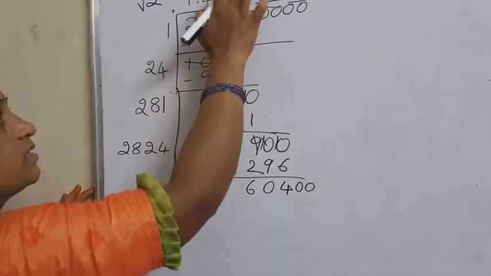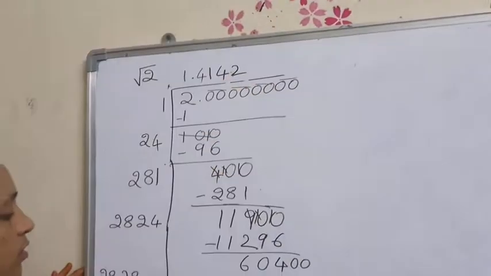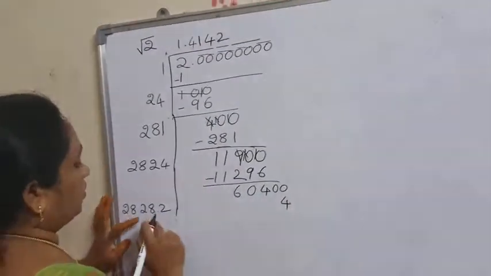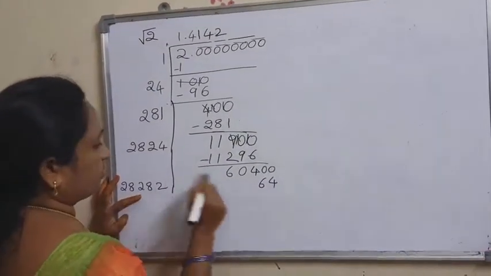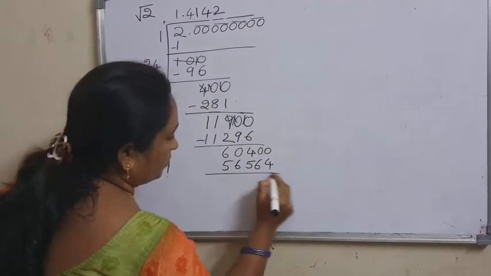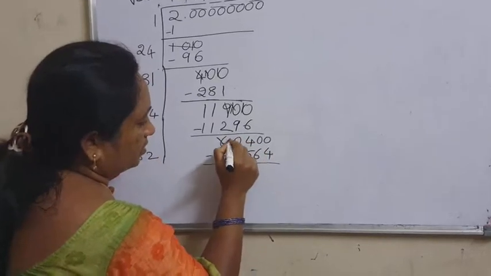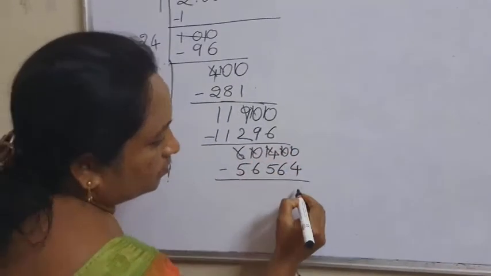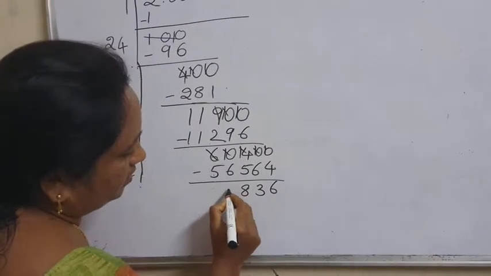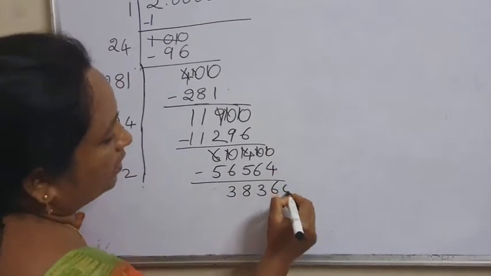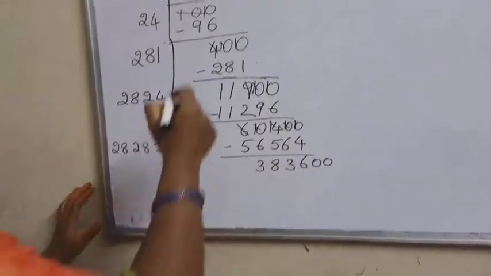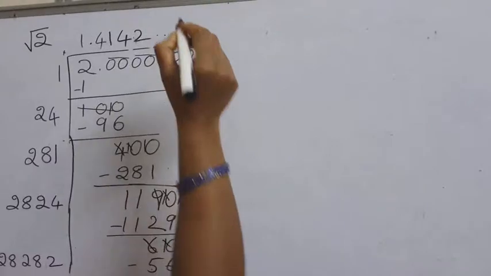So go for the next digit 2. If you take 2, what will you get? See, 2 2s are 4, 2 8s are 16, 2 2s are 4 plus 1, 5, again 56 you will get. So next do subtraction. 6 3 8 3. Again bring 2 zeros. Like this you have to go on doing the division, and here the numbers go on repeating.